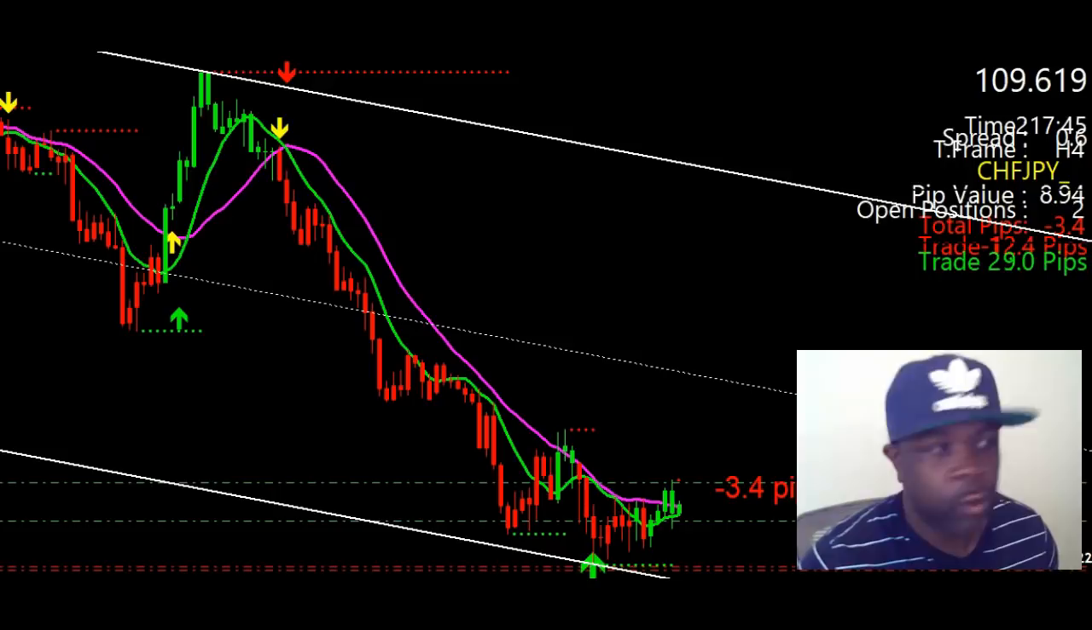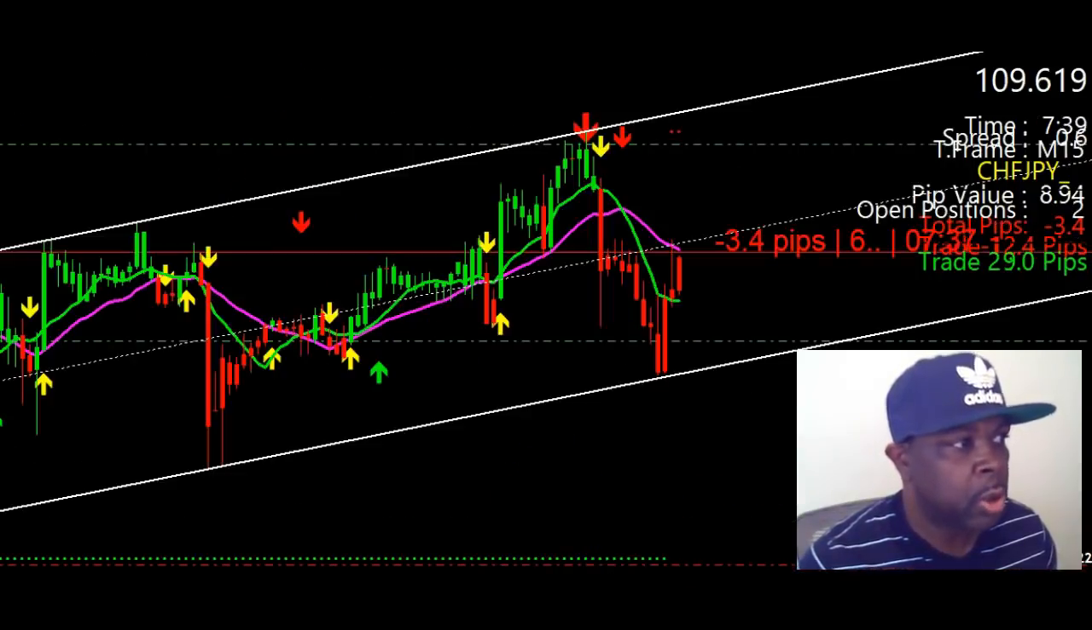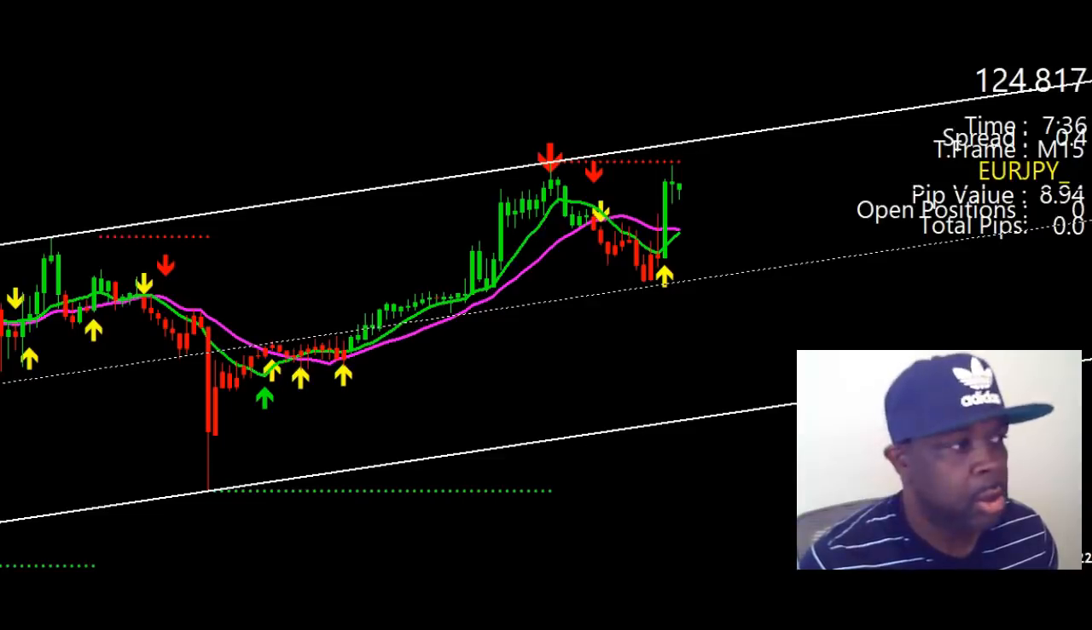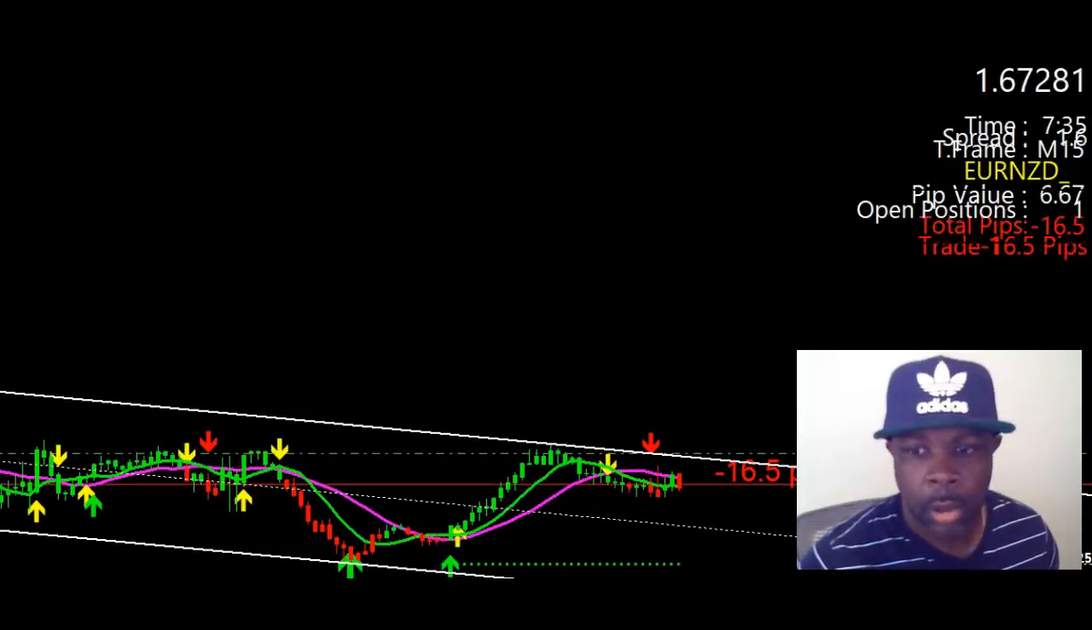This pullback on the 4. So that's not a scalper one. That's more of a longer one. All right, so let's see. Let's see. All right. Oh, see, here we go.